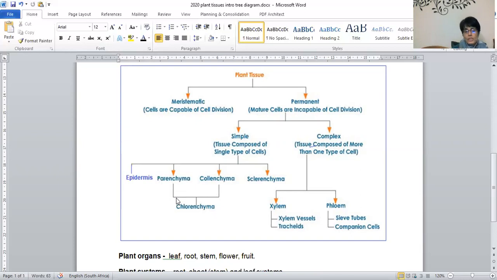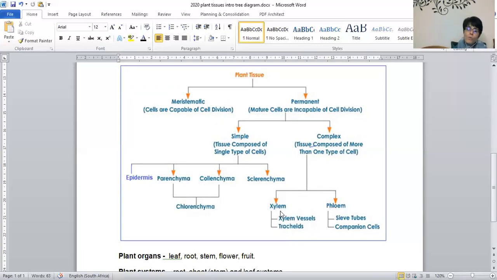All right, so those are simple tissues, composed of one type of cell. Then you get the complex tissues, composed of more than one type of cell. Okay, so we look at the basic plant tissues. Now, complex tissues would be xylem and phloem. Xylem is the water conducting tissue, all right? Phloem is the food, the sugar conducting tissue. And xylem consists of long tubular-like cells, which allow water and mineral salts to pass through.